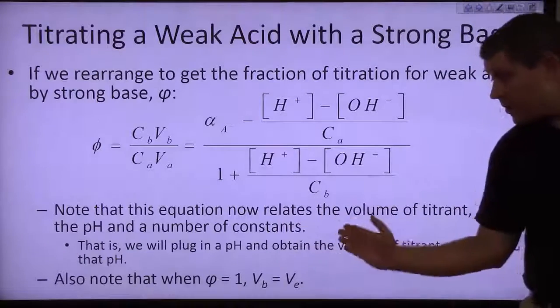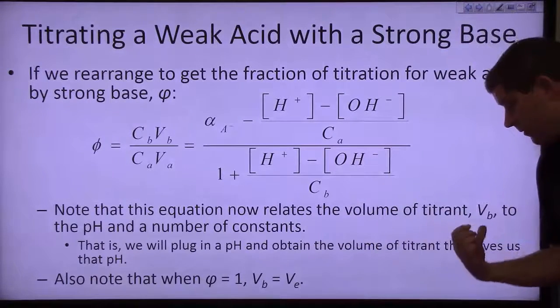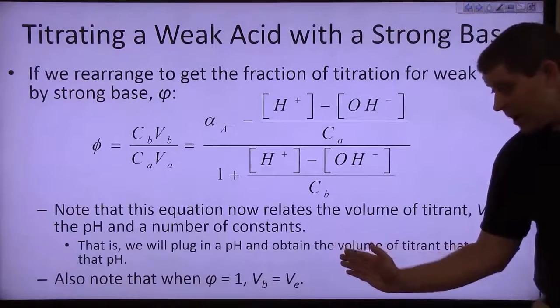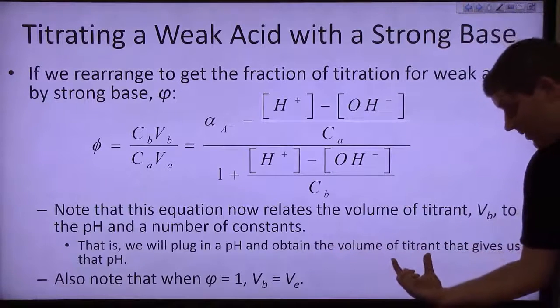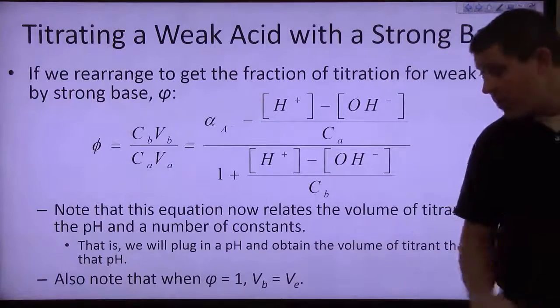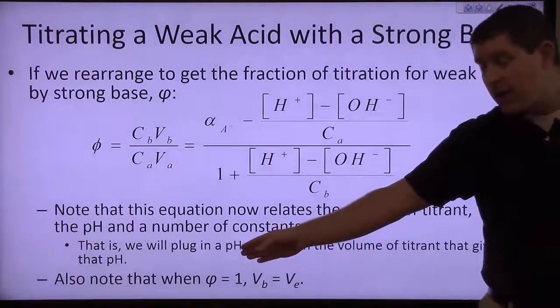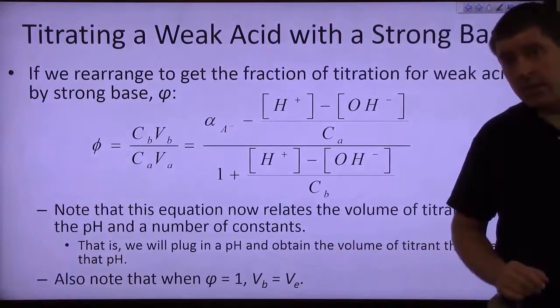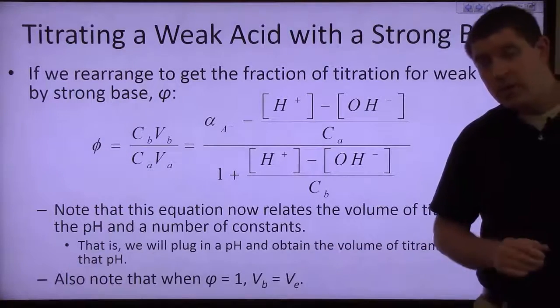And note that this equation now relates the volume of titrant, Vb, to the pH and a number of constants. That is, we will plug in a pH and we will then obtain the volume of titrant that gives us that pH. Also note that when this phi value here is equal to 1, then Vb is equal to Ve. That is, the volume of base that we've added is equal to the equivalence point.